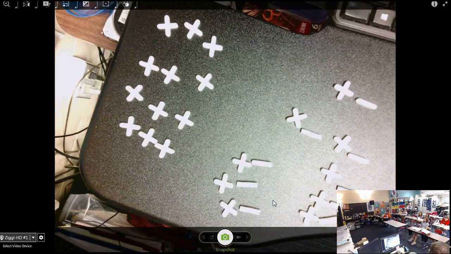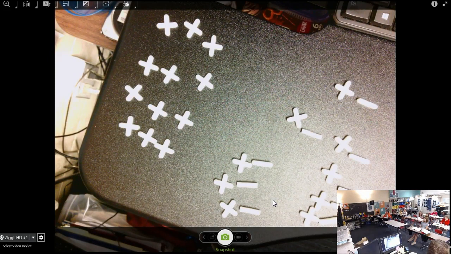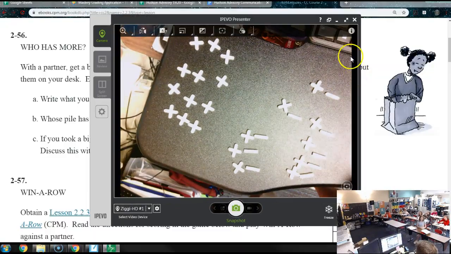Whoever has the most wins. So you have no idea what you're pulling when you claw machine pick up out of the bag. But the bigger handful you take, the more work you have to do, right? So go ahead and play around with that right now. You are just pulling a bag or a handful out of your bag, put them on your desk, figure out what you have, compare with your neighbors.